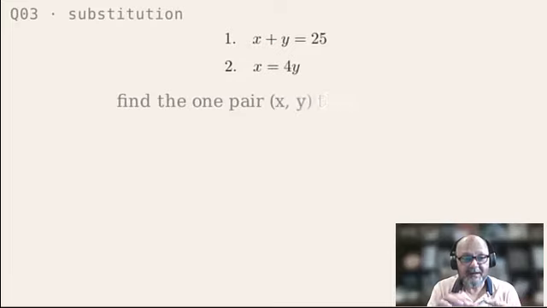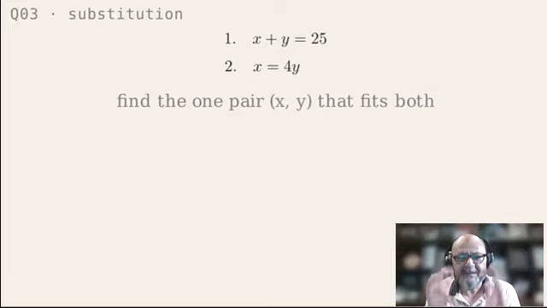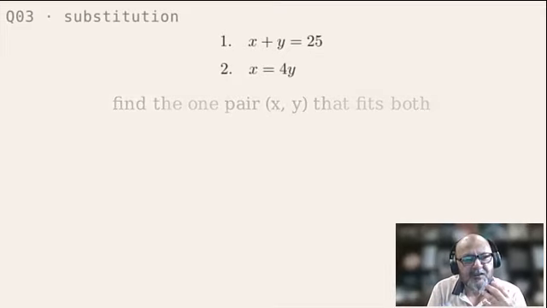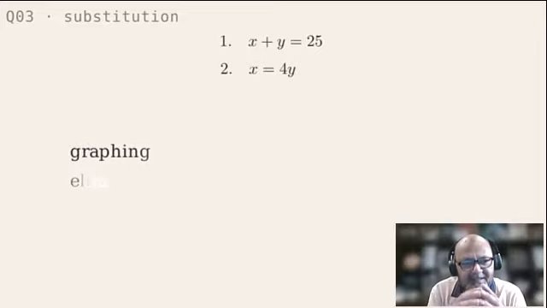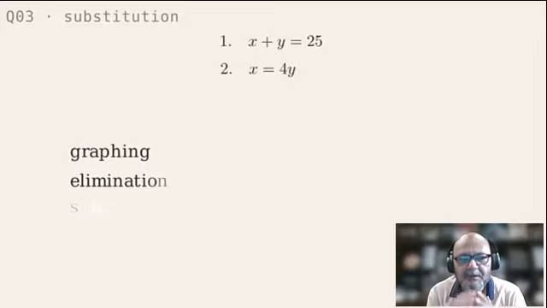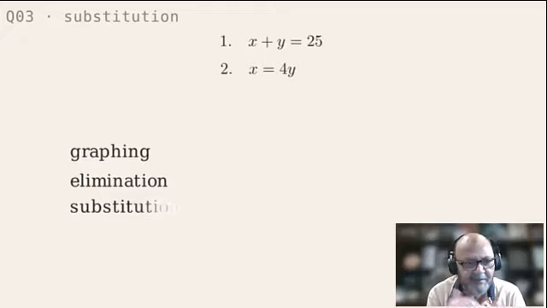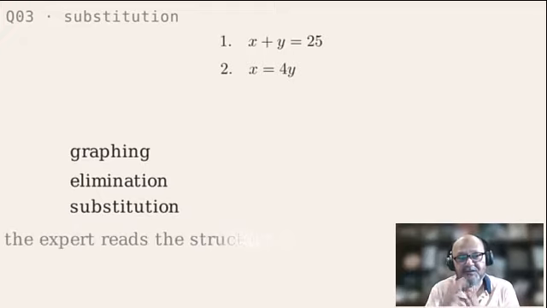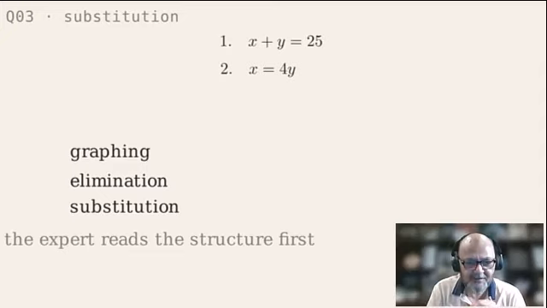Our goal is to find the pair of values, x, y, that makes both statements true at the exact same time. So before you start, think about what tool you are going to use, right? On the digital SAT, you learn multiple ways to solve these: graphing, elimination, and substitution. A rookie might use the same recipe for every problem, but an expert like you looks at the structure of the equation first, right?